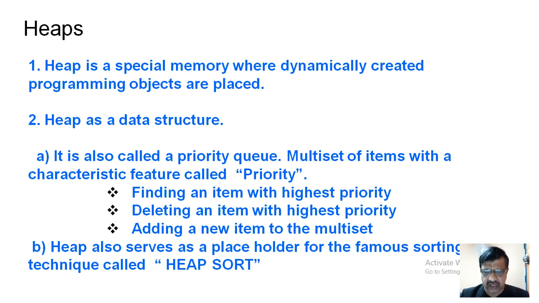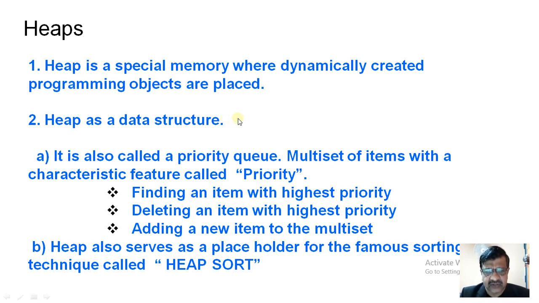I think you may recall your attention to priority queues. A priority queue is a multiset of items with an orderable characteristic called the item's priority, with the operations. And before I explain some of the properties and useful characteristic features of this heap, it is pertinent to note that heap is also a special memory where dynamically created programming objects are placed. When we use malloc and calloc, and when we dynamically create files in a programming language, particularly C, there is a special memory location called the heap, where the dynamically allotted programming objects are placed.